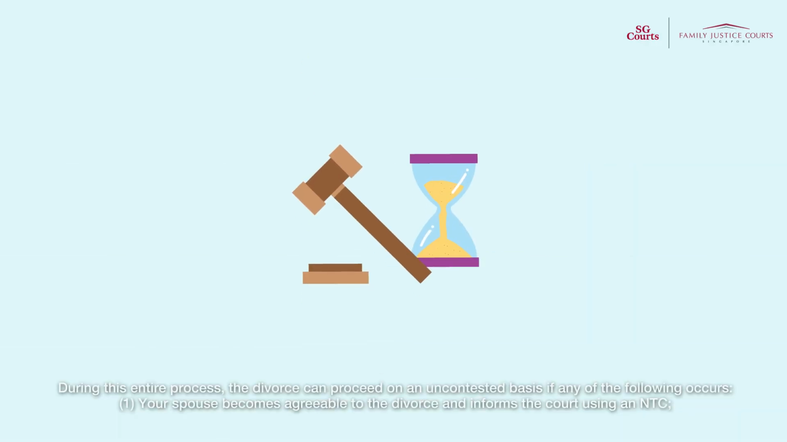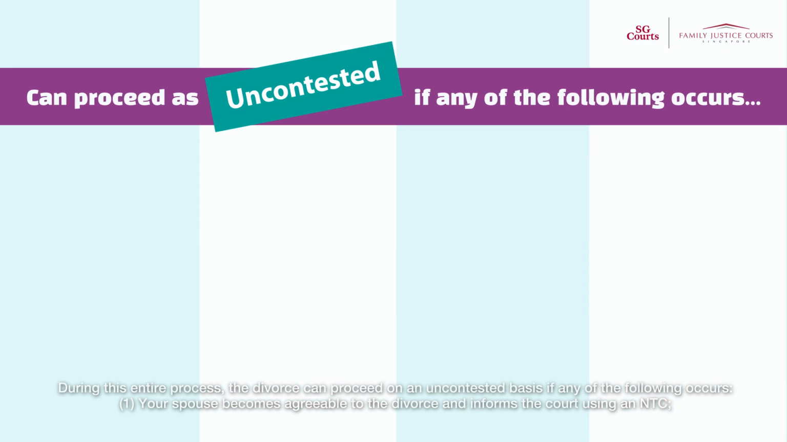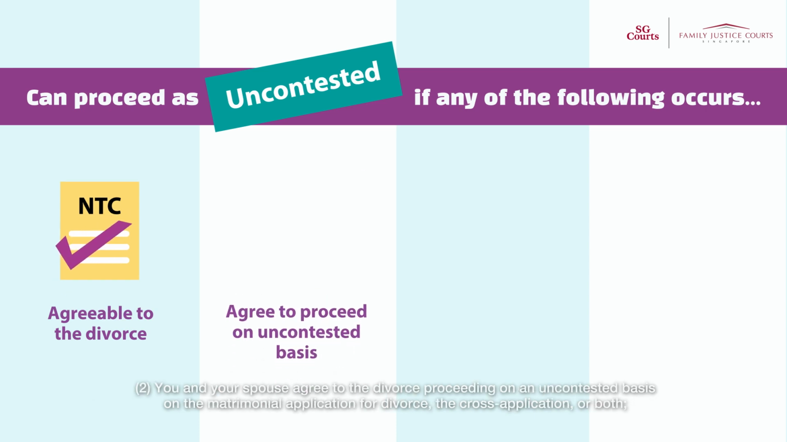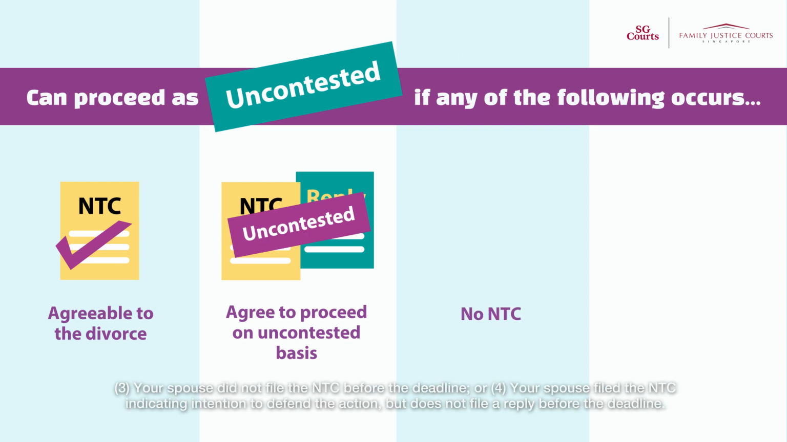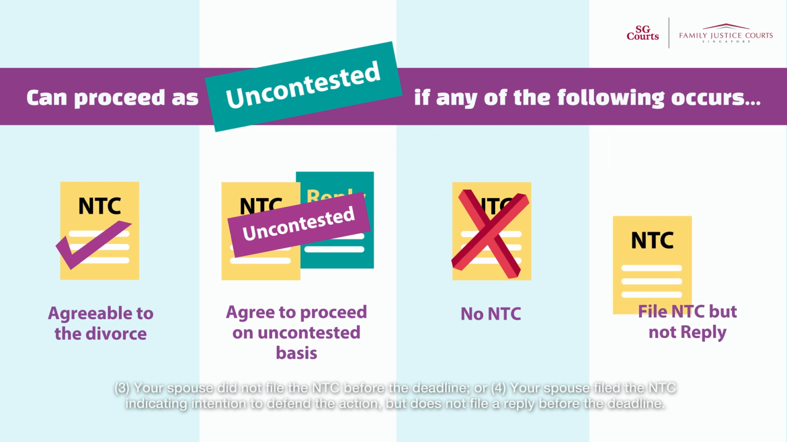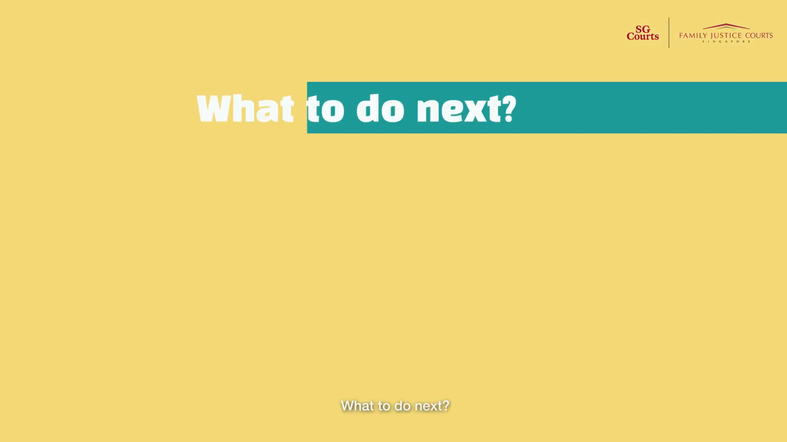During this entire process, the divorce can proceed on an uncontested basis if any of the following occurs. 1. Your spouse becomes agreeable to the divorce and informs the court using an NTC. 2. You and your spouse agree to the divorce proceeding on an uncontested basis on the matrimonial application for divorce, the cross-application, or both. 3. Your spouse did not file the NTC before the deadline. Or 4. Your spouse filed the NTC indicating intention to defend the action but does not file a reply before the deadline.